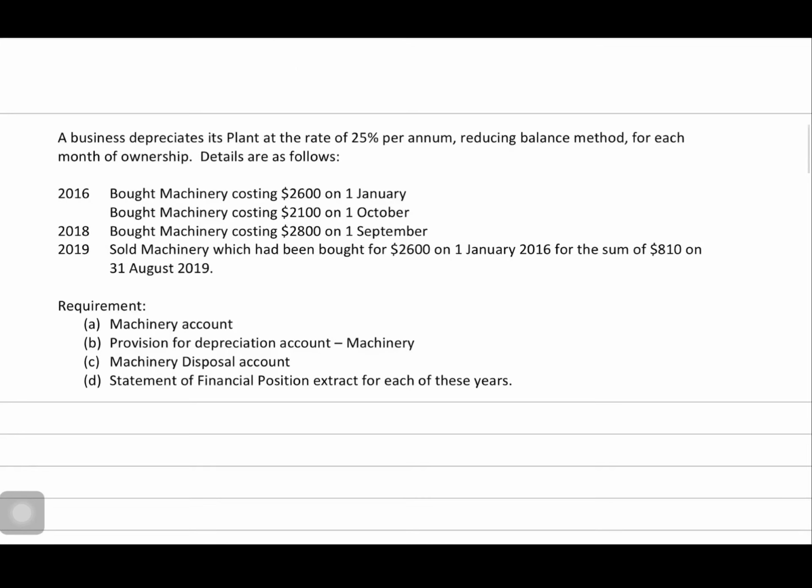So in this video we will be practicing a question related to disposal of non-current assets. Let's begin. The question says a business depreciates its plant at the rate of 25% per annum, reducing balance method for each month of ownership. Okay, so we have the rate, we know the method, and we know the policy, and that is monthly basis policy. Very good. Details are as follows.